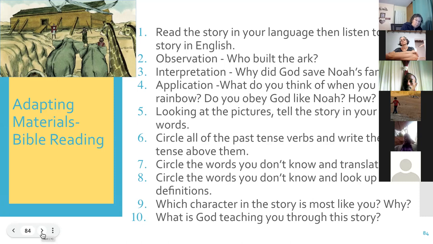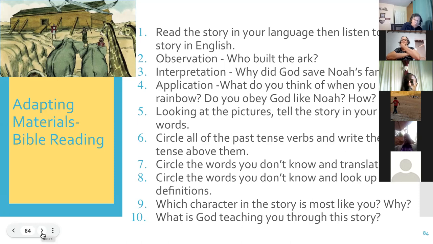And so your beginning students may be able to, maybe they can just listen and understand it a little bit because they already heard the story in their own language and they're listening in English. Maybe they can read it a little bit. Maybe they can answer these questions depending on their level.